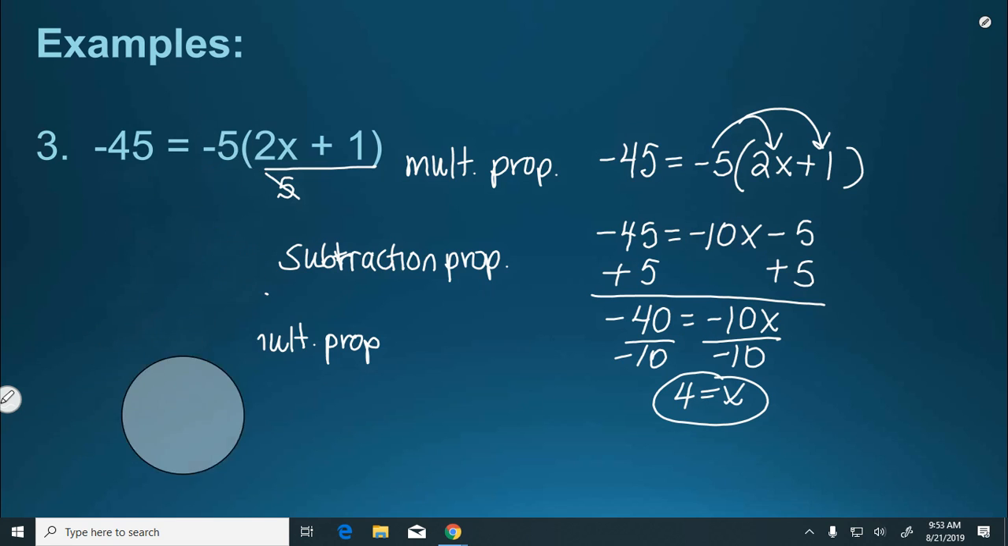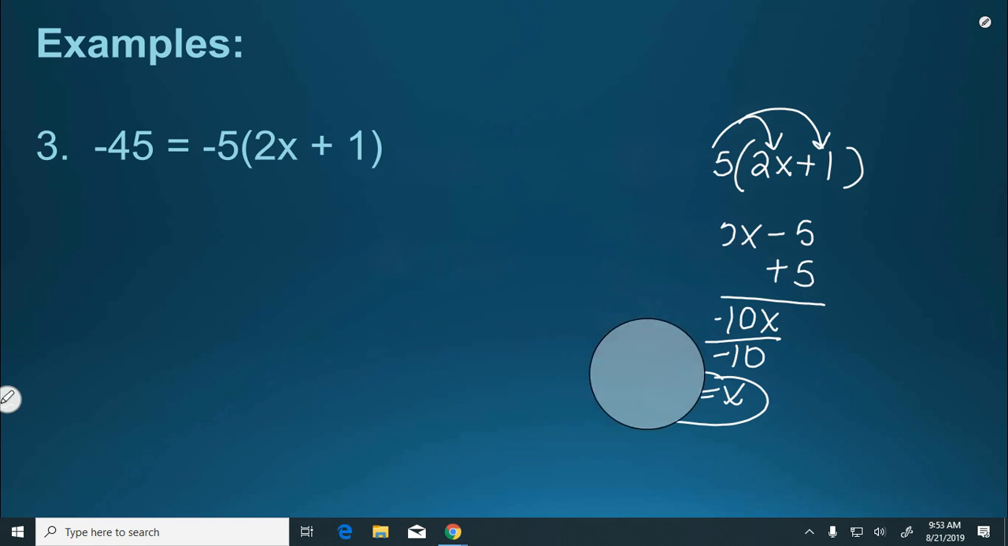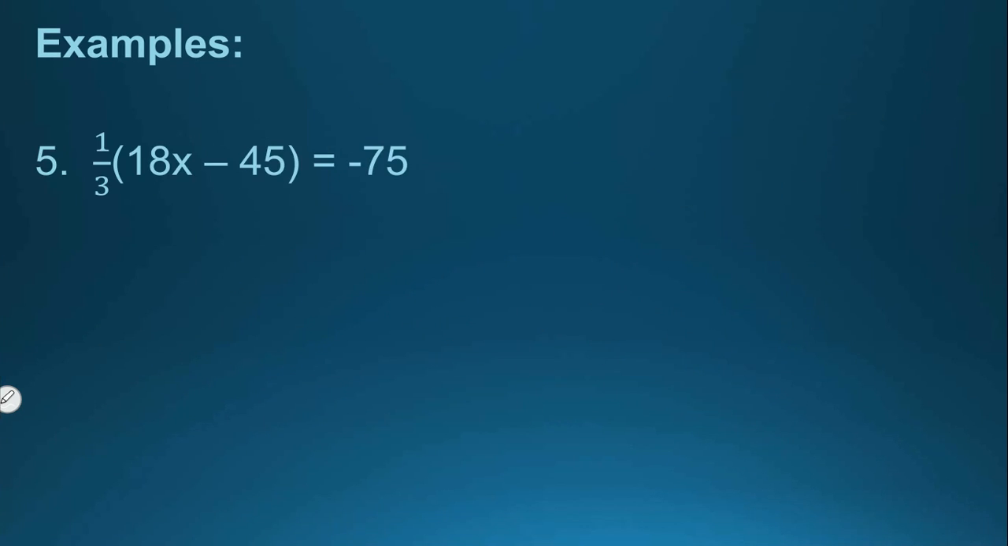Okay, on to number 5. All right, so now we have a fraction. We still only have something being multiplied by parentheses, nothing else outside those parentheses. So we can use that same trick once again, or we can distribute. Since we have some bigger numbers here, I'm going to distribute first. Since I'm multiplying by a fraction, it will make those numbers a little bit smaller.